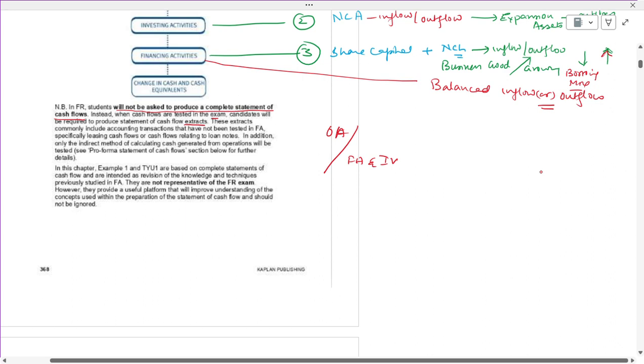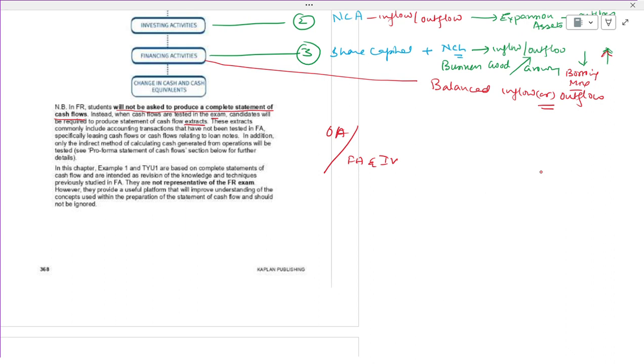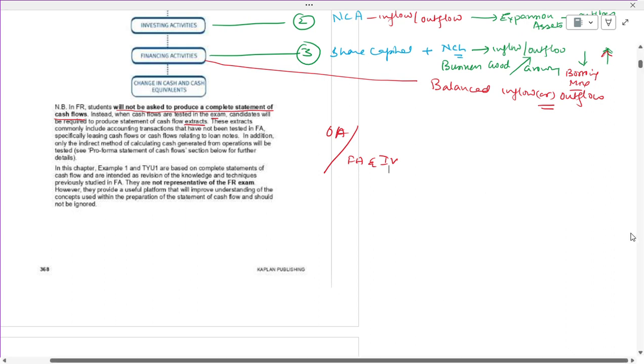Okay, this is what we have done in the question papers. Fine, that's all. Nothing else is there in this chapter. We will do whatever is there.